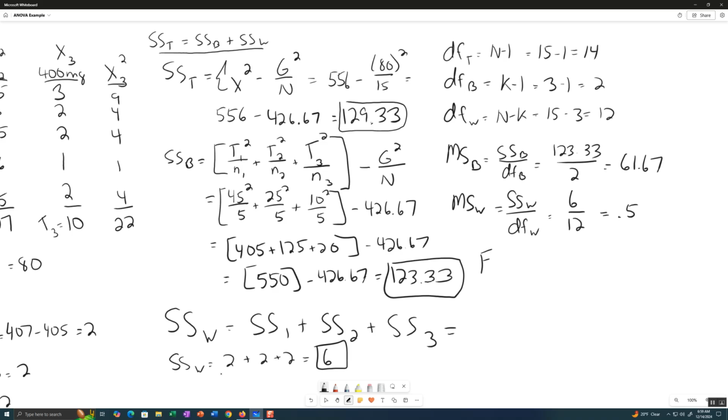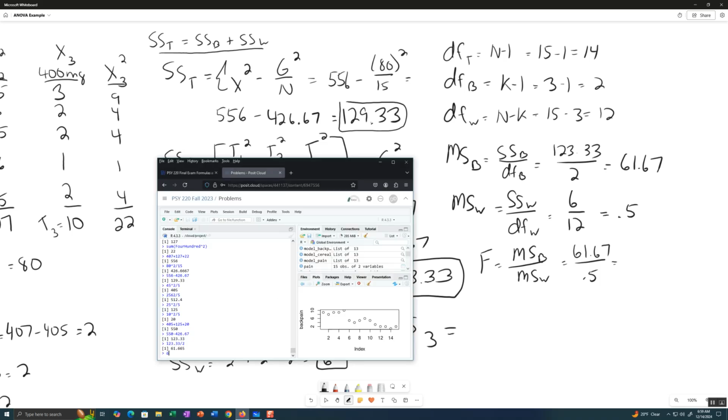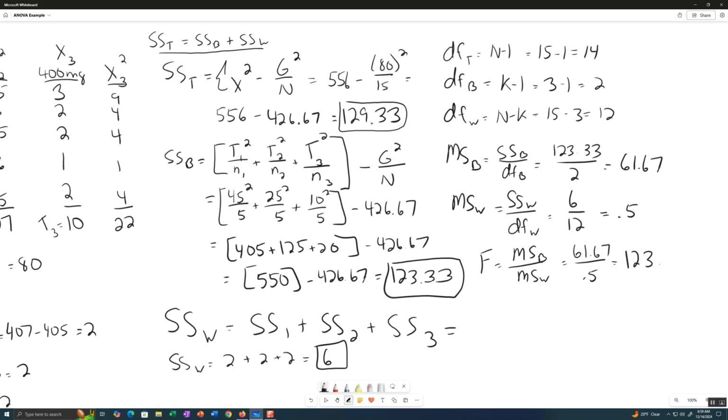So then F is equal to the mean squared between over the mean squares within. And that's going to give me 61.67 divided by 0.5. That's 123.34. What a massive F value, right?